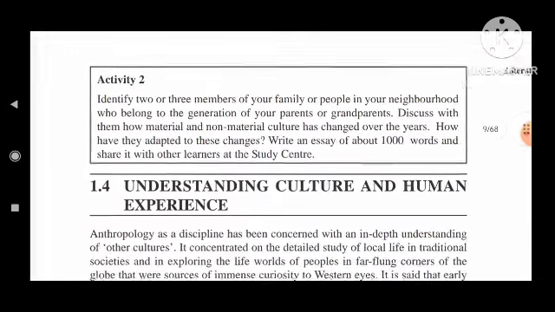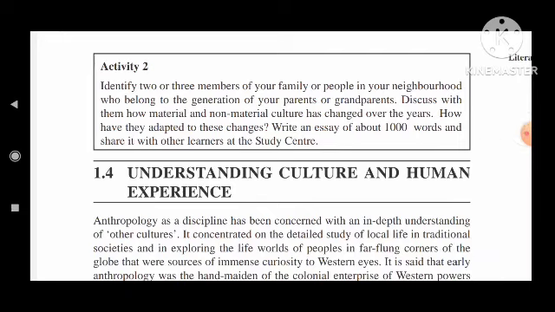So here is your Activity 2. Identify 2 or 3 members of your family or people in your neighborhood who belong to the generation of your parents or grandparents. Discuss with them how material and non-material culture has changed over the years. How have they adapted to the changes? Write an essay of about 1000 words and share it with other learners at the study center.